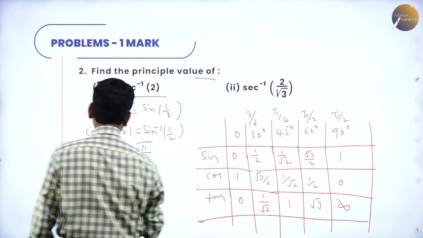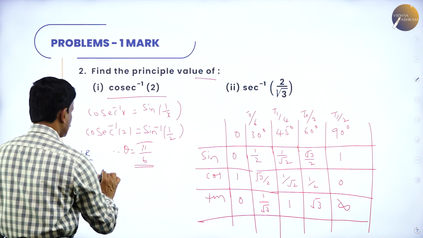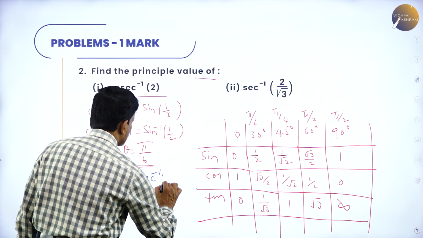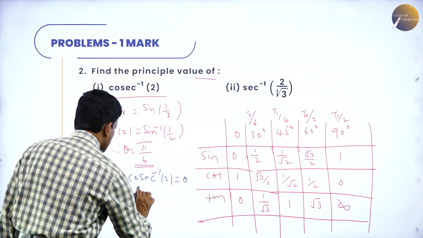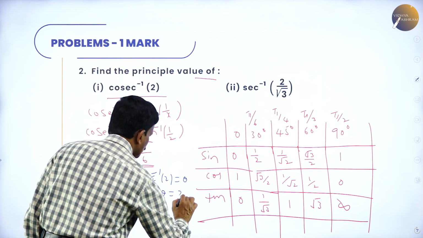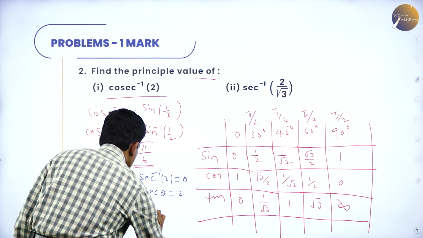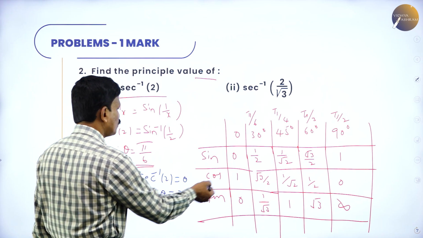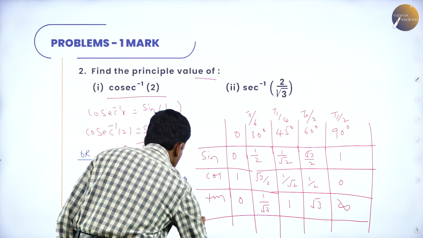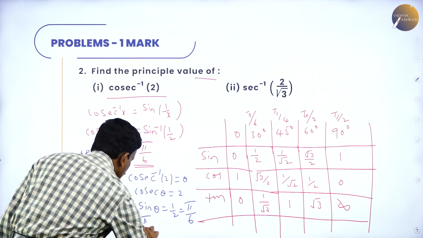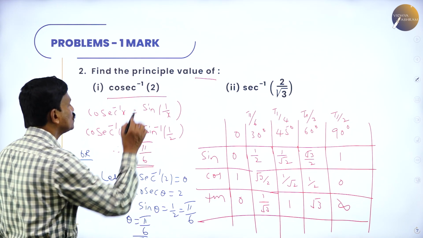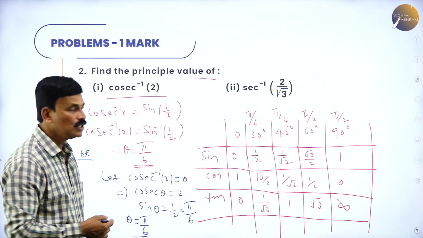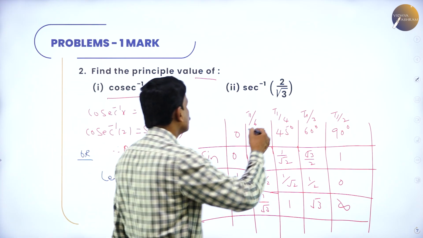Now, if you want, you can also solve like this. Let cosecant inverse 2 be equal to theta, which implies cosecant theta is equal to 2. Reciprocate it, this is sin theta is equal to 1 by 2. The value of theta which satisfies 1 by 2 in sin is pi by 6. So, therefore, theta is equal to pi by 6, which is the principal value which lies between the given range. That is it. Any method we can follow. This is one mark question. Now, let us move on to this problem.